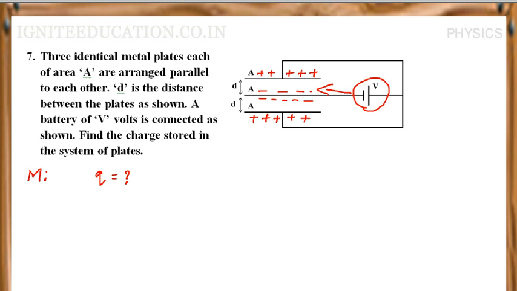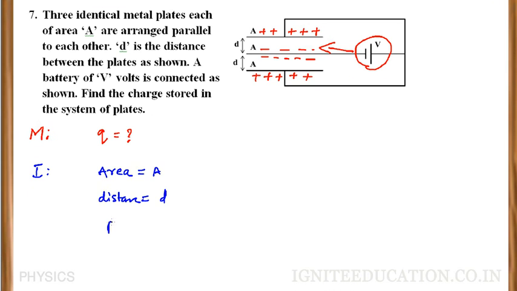Now I am investigating what type of quantities are given. The area of the plate is given. Each plate area is equal to A, and the distance between the plates is given, that is D, and the potential difference connected to the circuit is given, that is V. So we need to find out Q.